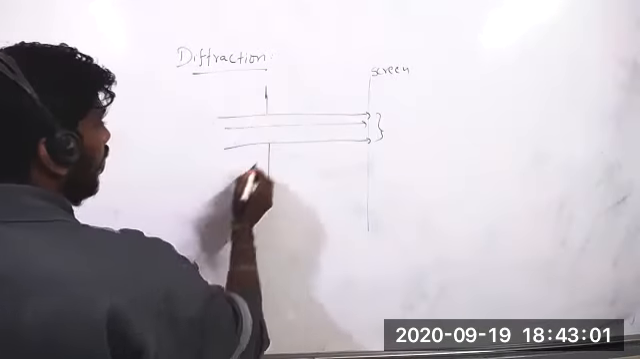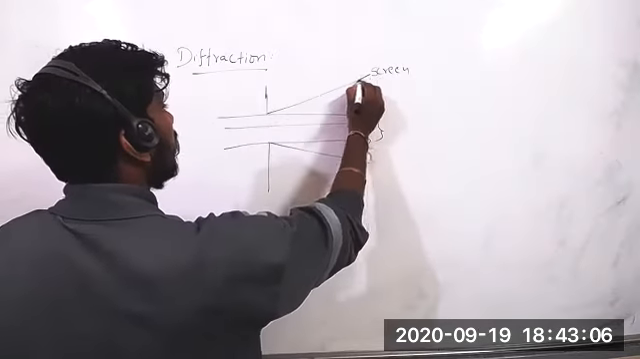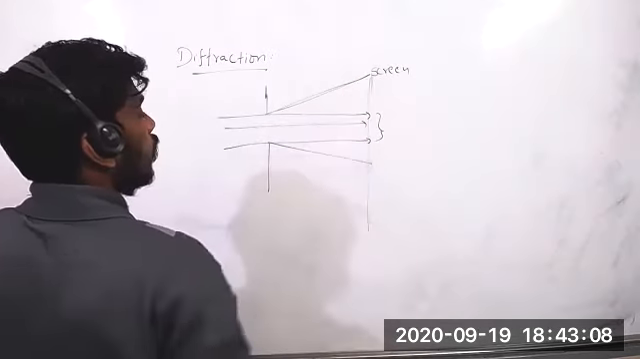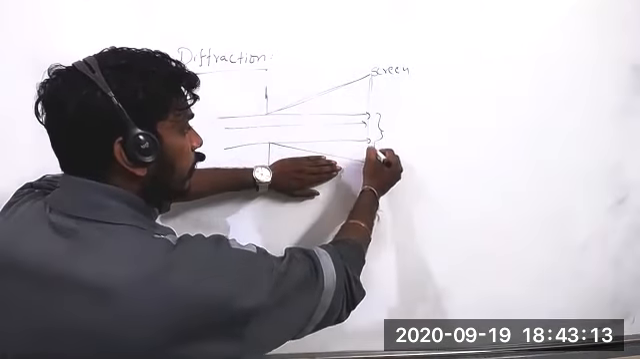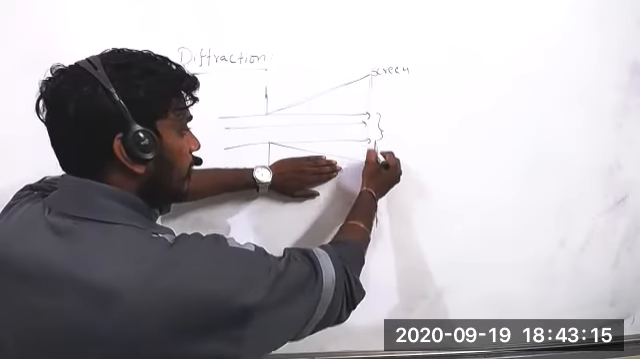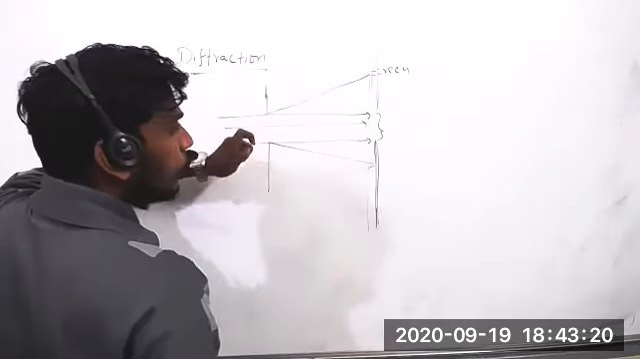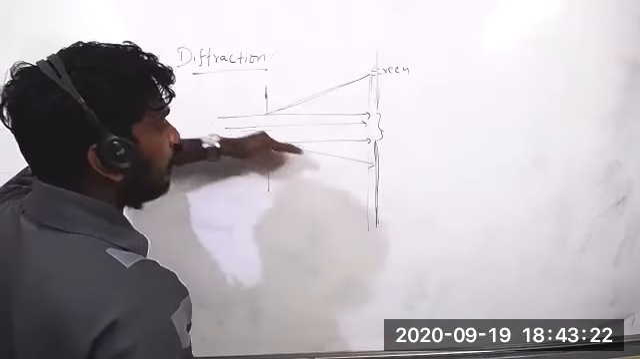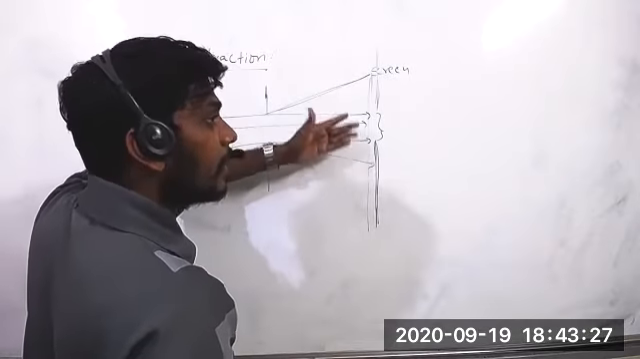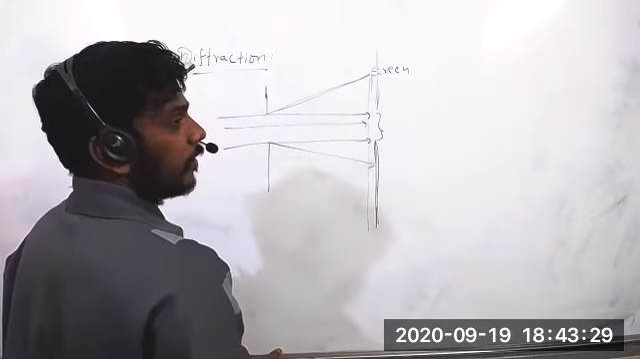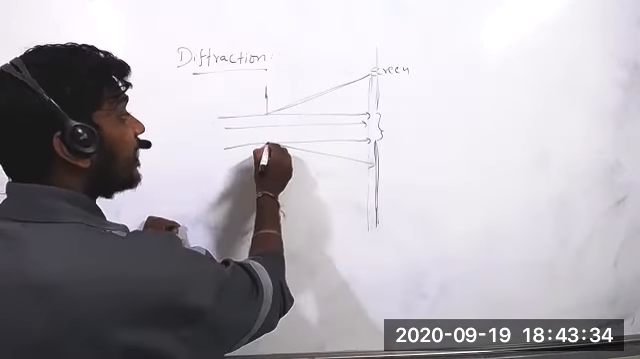But what will happen is that light bends at the edges. So when light bends at the edges, what is happening? Before, it was a shadow, a dark region. But now, due to diffraction, the light bends, and whatever light is bent will enter into the shadow region. So how does the light bend at the edges?